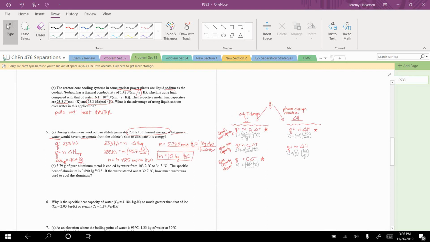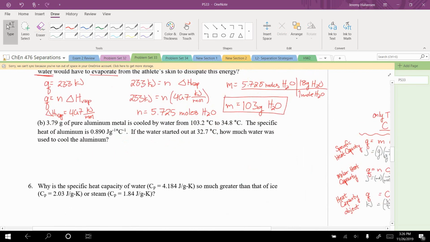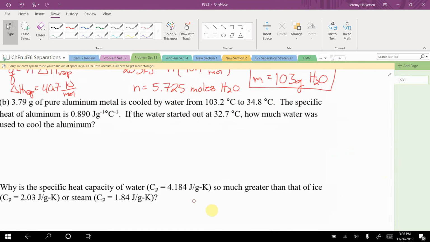Okay, we're just chugging along. Let's keep it going. So, what are we doing? We're taking pure aluminum metal that is cooled by water from 103.2 degrees Celsius to 34.8 degrees Celsius. They give you the specific heat of aluminum. The water started out at 32.7 degrees Celsius. How much water is used to cool the aluminum? Okay, so let's set up this problem.